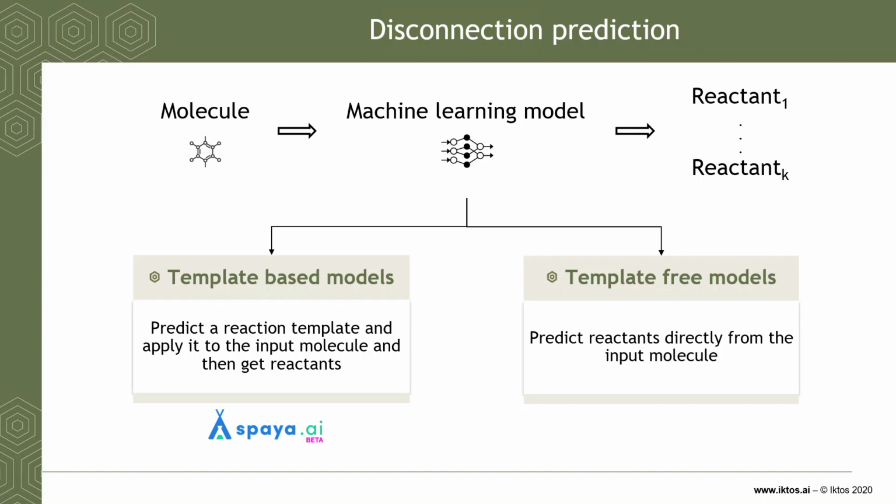Those types of models can be split into two categories. The first one, the template-based models category, uses templates. When I say template, it's a rule of chemistry. It predicts a template, a rule of chemistry, and then applies it, and then we can get the most probable reactants, which is how the disconnection can be applied to that molecule. The second category is what we call template-free models. For these models, there is no need of having such chemistry rules. We try to predict the reactants directly from the input molecule. In Spaya, we use template-based models today, and this type of model is running in production.